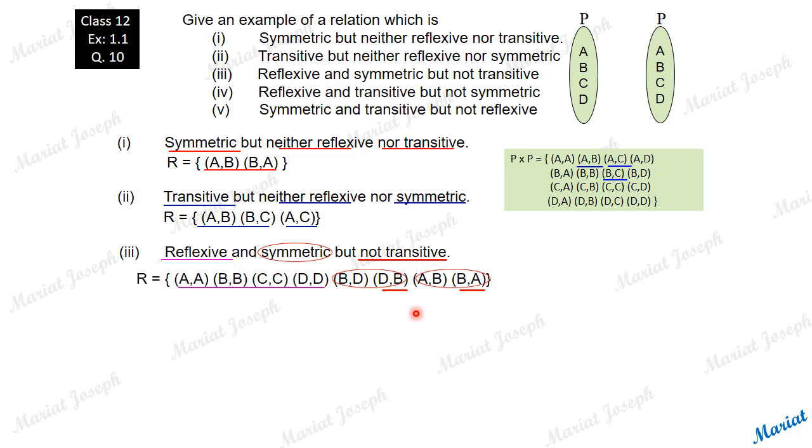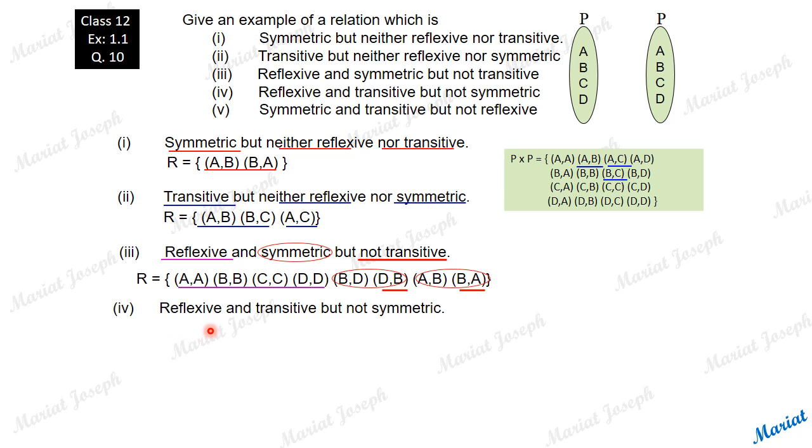That is because look at those elements in a different way. Take DB and BA. DB and BA are present in the relation. Now for it to be transitive, the element DA should have been also there, which is not found. Hence, this relation is not transitive.